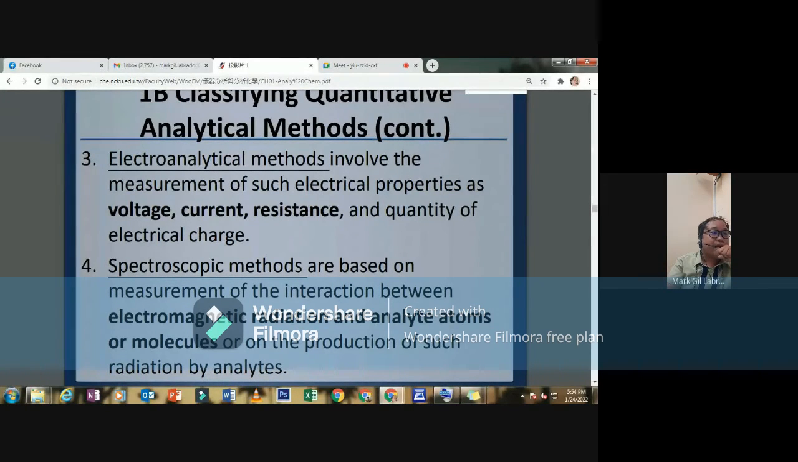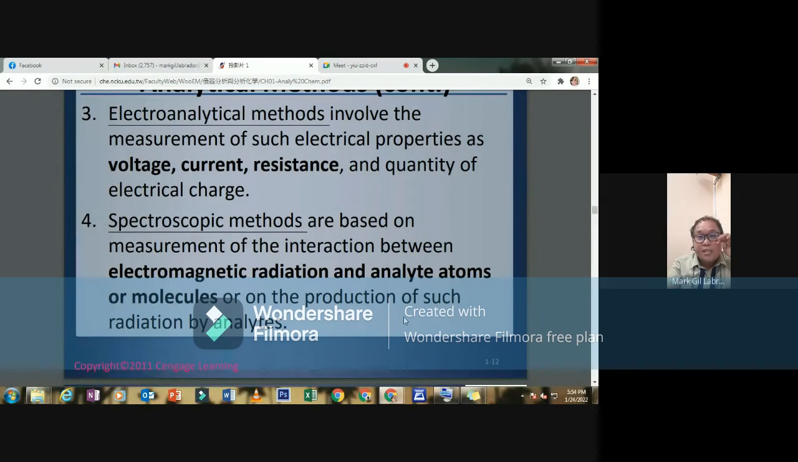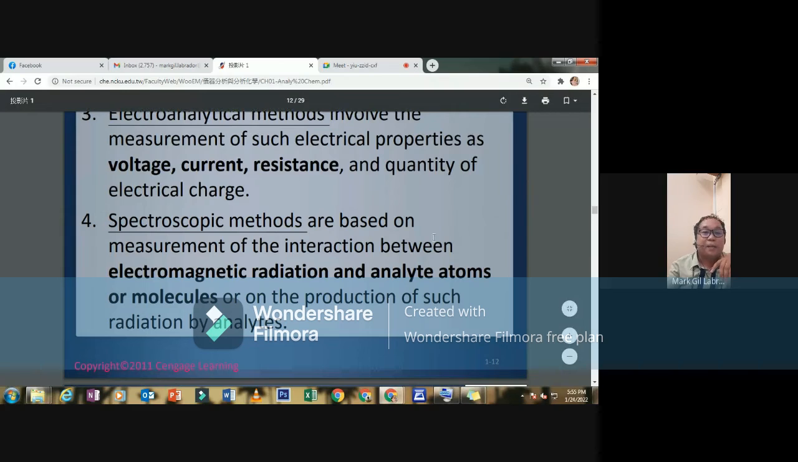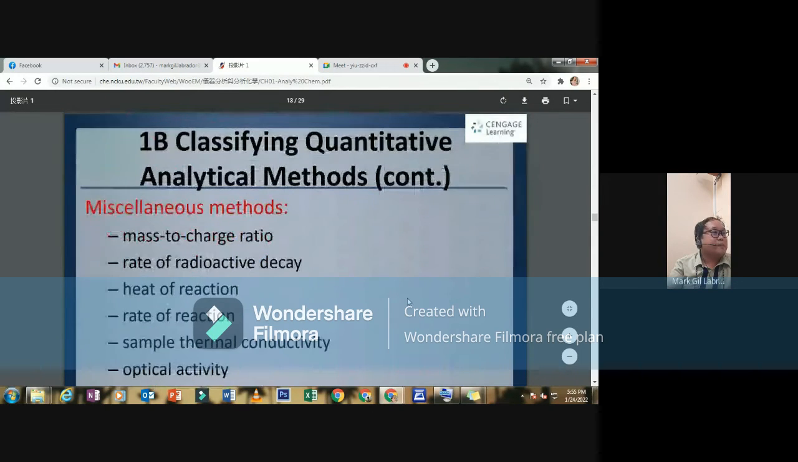Another one, step 3 is the electroanalytical methods. Pwede ding using electrolytes, involving the measurement of such electrical properties. Kasi I know na-discuss na siguro yan sa inorganic, yung mga types of electrolytes, syempre, yung voltage, current, resistance, and quantity of some electrical charges, no? And another one is the spectroscopic methods, meaning it's based on measurement of the interaction between the electromagnetic radiation and the analyte atoms or molecules, or on the production of such radiation by analytes. So grabe yung mga terms natin, pang chemistry talaga.